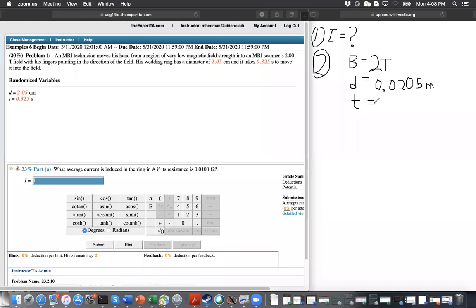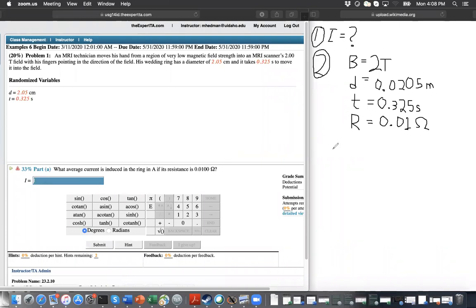We also know the time it took to stick one's hand into this thing, which we'll call t, is 0.325 seconds. And of course, if this is hard to read, let me know and we can try and figure out something better than that. We also know that the resistance of the ring, which is capital R, is 0.01 ohms. Okay, so those are the quantities we immediately know.